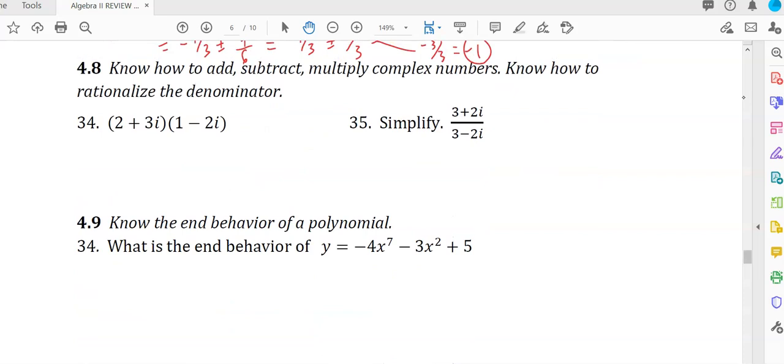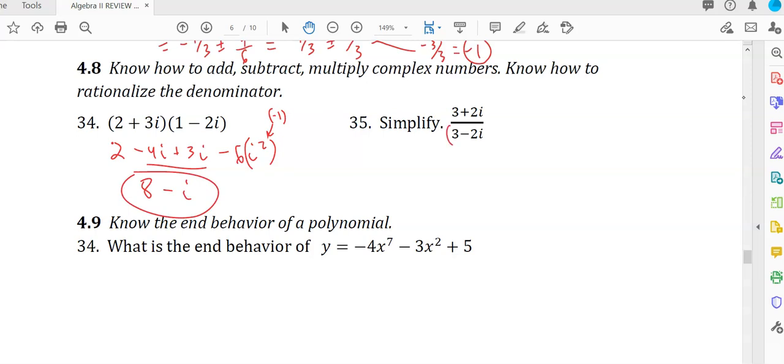We're going to add, subtract, multiply complex numbers. Okay, so we're going to FOIL this one. We get 2 minus 4i plus 3i minus 6i squared. These go together. And what's this really? This is negative 1, right? So that's really like plus 6. So 2 plus 6 is 8 minus i.